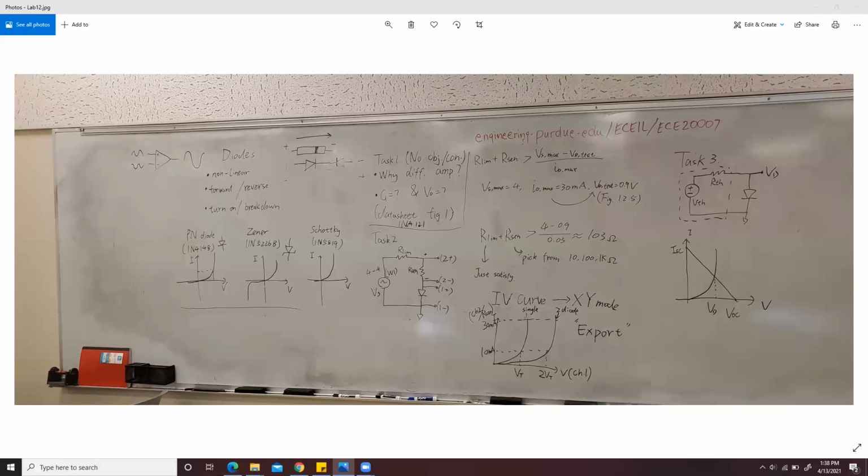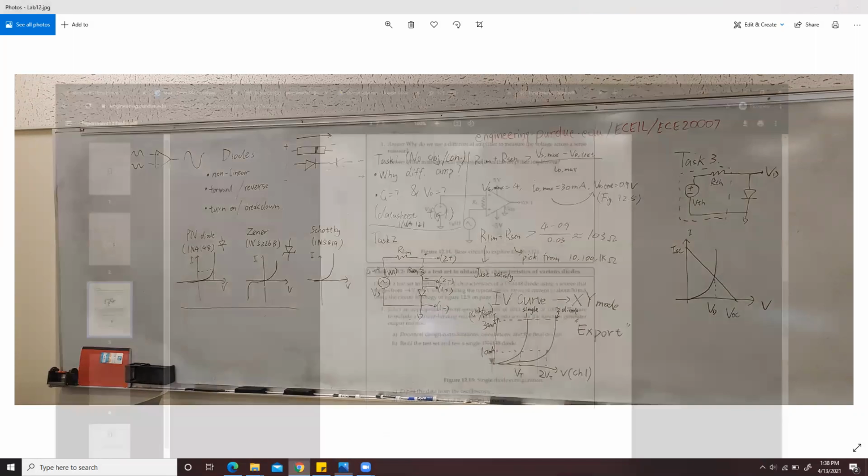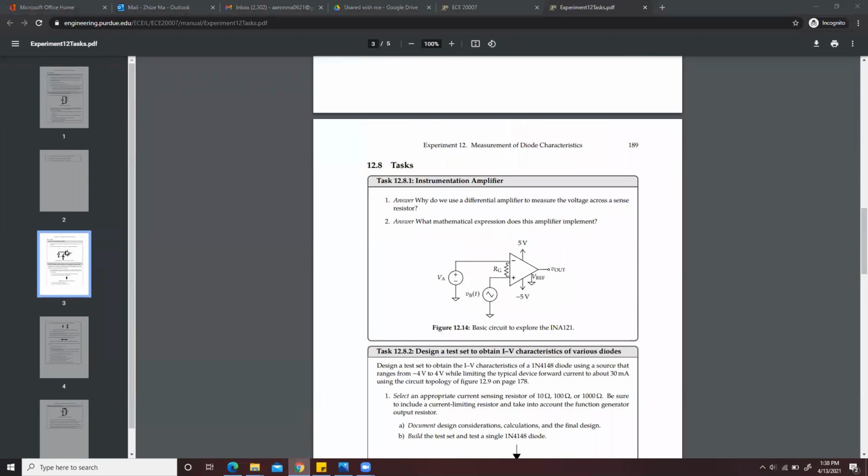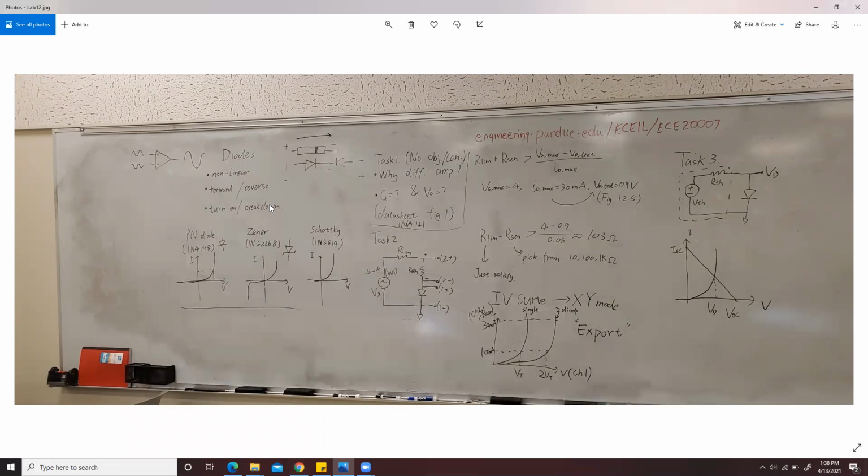All right, hello everyone. So let's quickly talk about Lab 12. First of all, in today's lab, we are going to study diodes, and there are a couple of features you need to know for diodes. The first is the non-linear components.